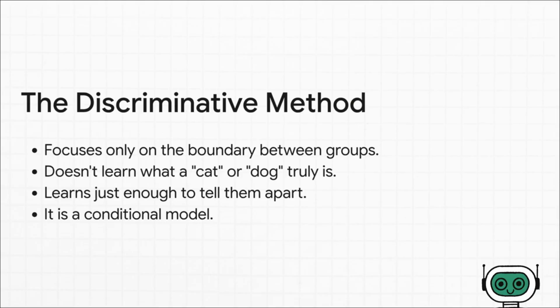This is what we call a discriminative model. See, it doesn't learn the essence of catness. It just learns how to discriminate between the two groups. It's a specialist that's really good at one thing: drawing that boundary.